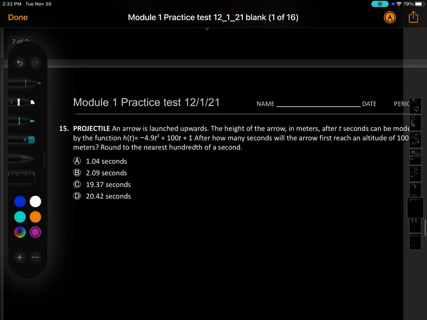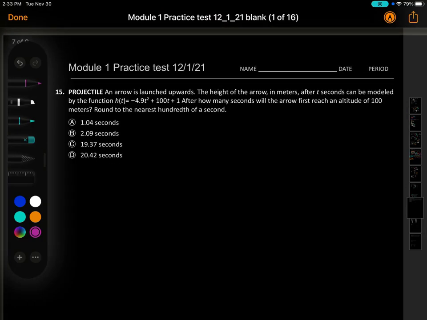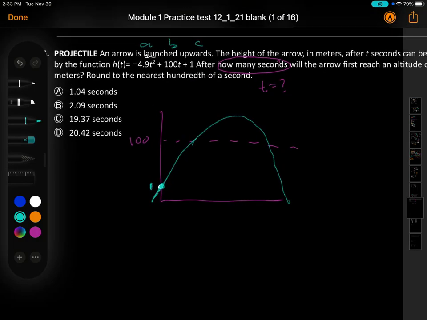Okay, number 15. An arrow is launched upwards. The height of the arrow in meters after t seconds can be modeled by the function. After how many seconds does the arrow first reach an altitude of 100? Okay, so this is how you know, right? A, B, C. C is starting at 1. So this is what your equation is looking like, okay?